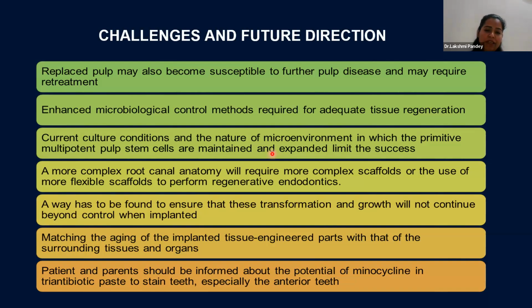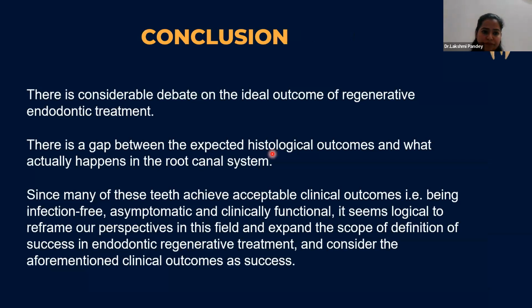Another thing is that follow-up periods of studies like this are still not there. A huge controversy exists: some of the regenerative procedures are successful, some are still not successful. Even after 6 years, we see necrotic pulp. So the conclusion is that there is considerable debate on the ideal outcome. As I have already mentioned, there is a gap between the expected histological outcome and what is actually happening in the root canal.